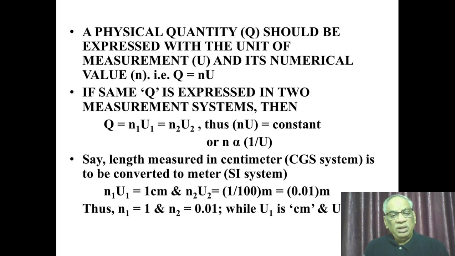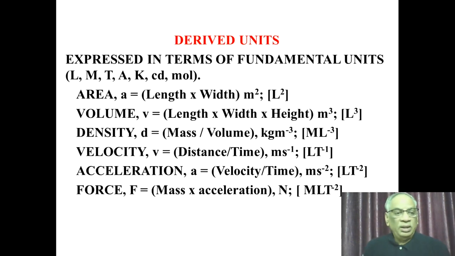Here I have shown an example. In n1 u1, the unit is meters and n1 is 1 meter. You want to convert 1 meter into centimeters, the CGS system. So u2 is centimeters, and you want to bring meters into the picture. 1 meter is 100 centimeters, so 1 centimeter is 1 by 100, that is 0.01 meters, is the unit. Here, n1 is equal to 1 and n2 is equal to 0.01, while u1 is meters and u2 is centimeters. Like that, you can convert from one unit to other units.